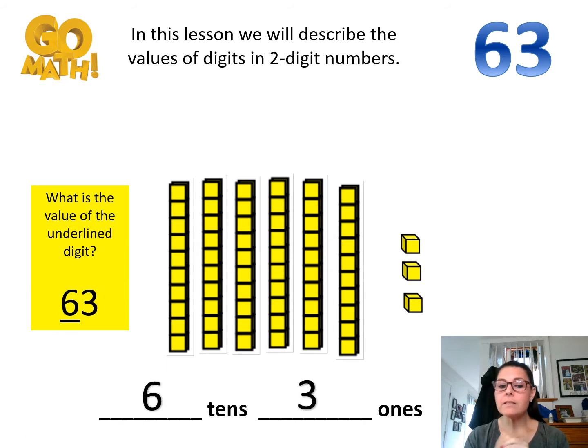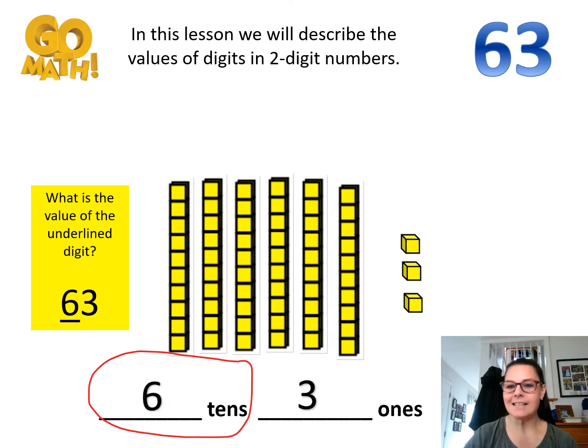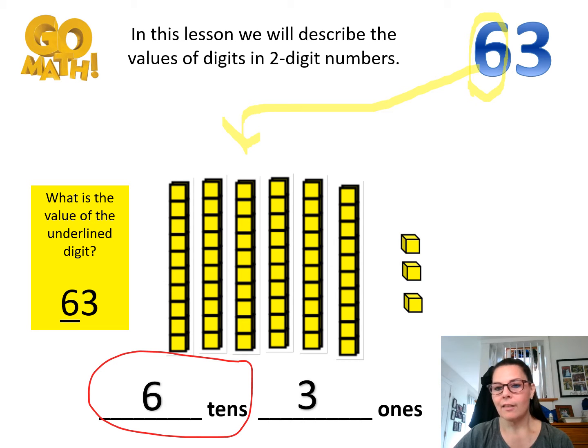Now, if I wanted to find the value of the 6 in 63, so that yellow box that just popped up says, what is the value of the underlined digit? Or which digit is underlined? The 6. So if I wanted to know what is the value of the 6 in 63, I'm just going to look at those 6 tens. Because that 6 in 63, I'm going to circle it for you. Hold on one second. Up here, you see that 6 in 63? That represents these 6 tens. The 3 represents the 3 ones. But in this problem, we don't care about the 3. We're just focusing on the 6.